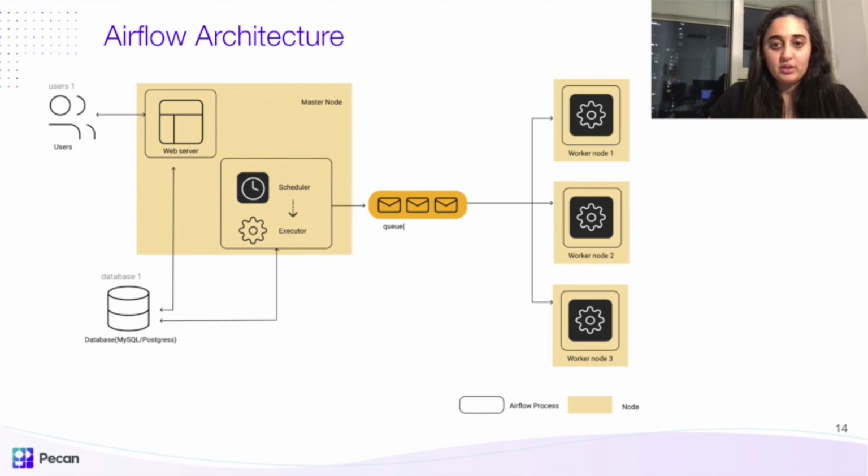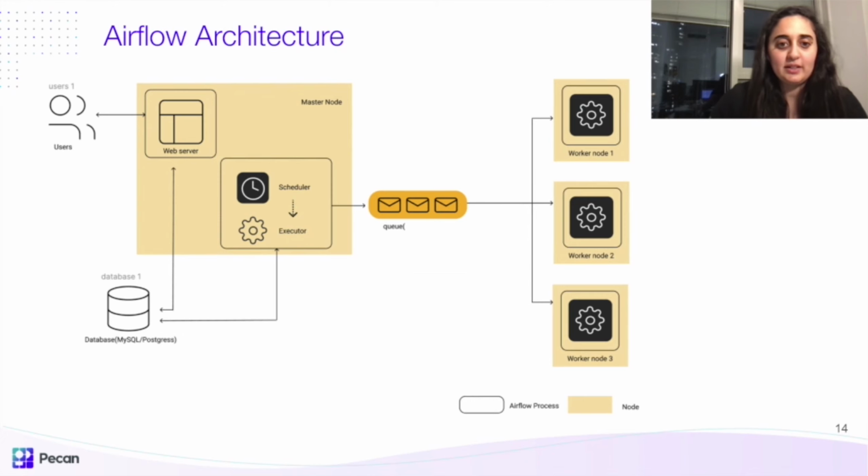The executor is responsible for executing the tasks themselves. There are different types of executors, for example, Celery executor and Kubernetes executor. And people usually select the executor that suits their needs. We chose to use Kubernetes executor. It provides a way to run Airflow tasks on Kubernetes, and it means that Kubernetes launches a new pod for each task.